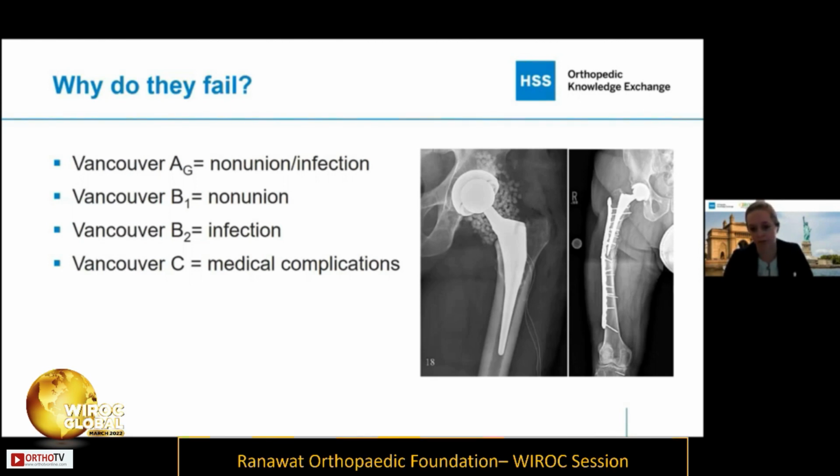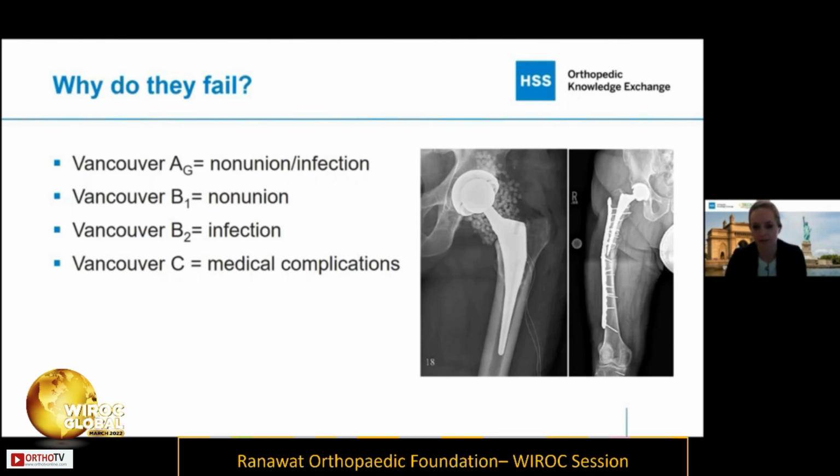B1s, fractures with a stable stem that you fix, tend to go on to non-union, and you can see the x-ray here. I'll talk a little bit about this in the next few slides, how non-union is such a big factor, that the varus deforming forces are overwhelming. So getting these to heal is a real challenge. B2s, particularly the early ones, go on to periprosthetic joint infection.